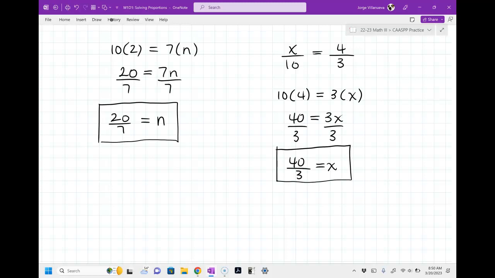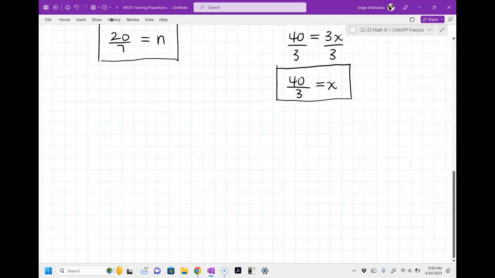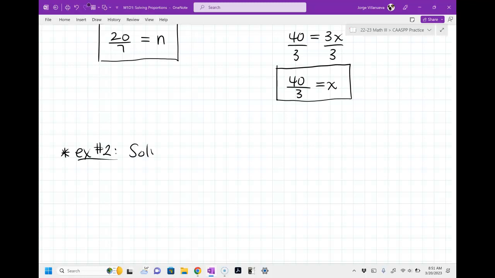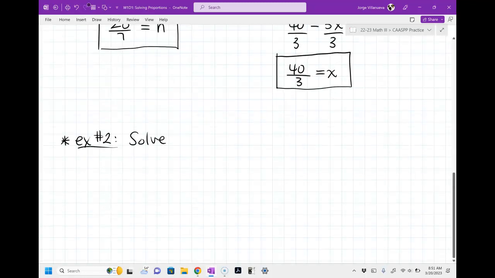Okay. So these are the easier problems. The harder ones, they don't necessarily require anything special. You're still going to multiply, but the thing is you might end up with some distribution in the problem. So let me show you what I'm talking about. So example number 2. Still solve. And we're still doing solving here.